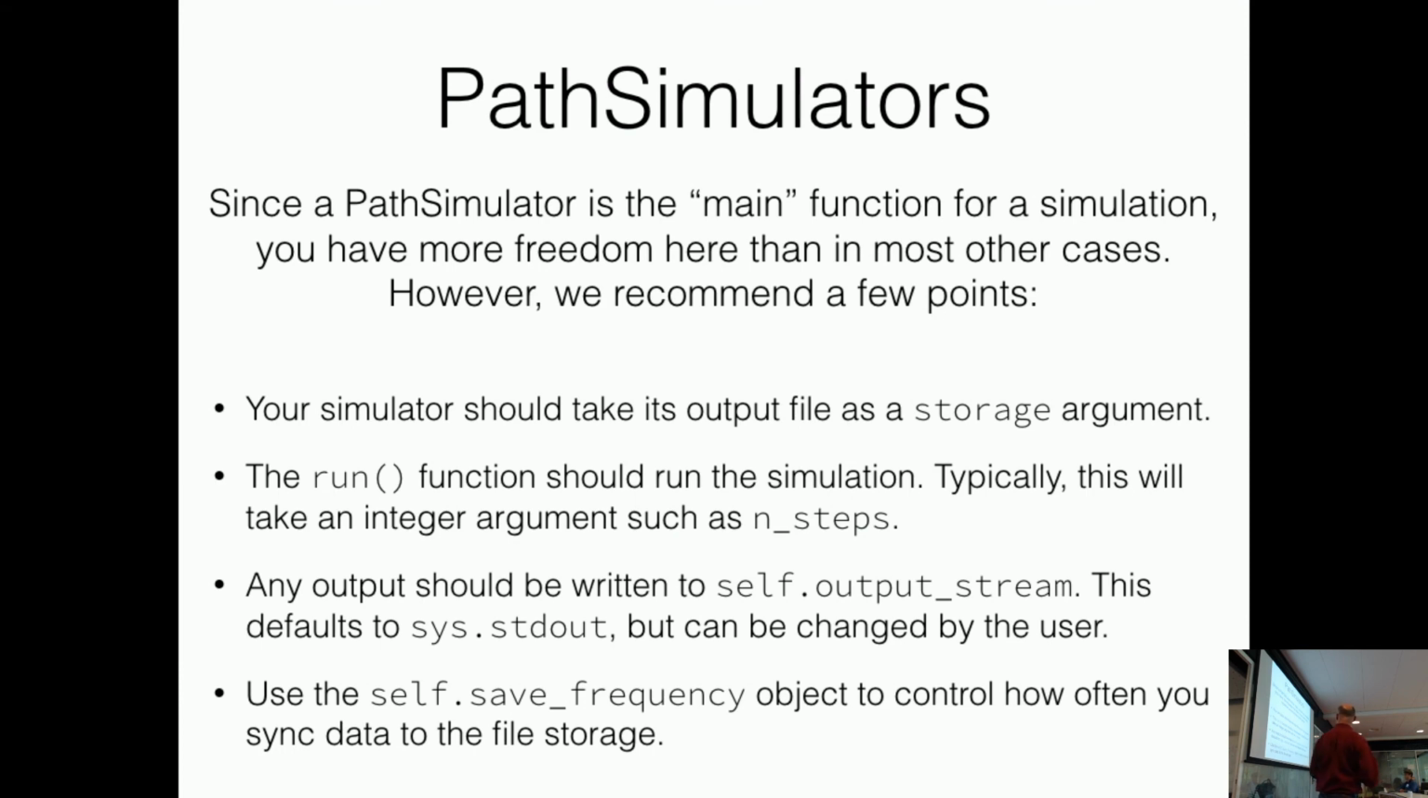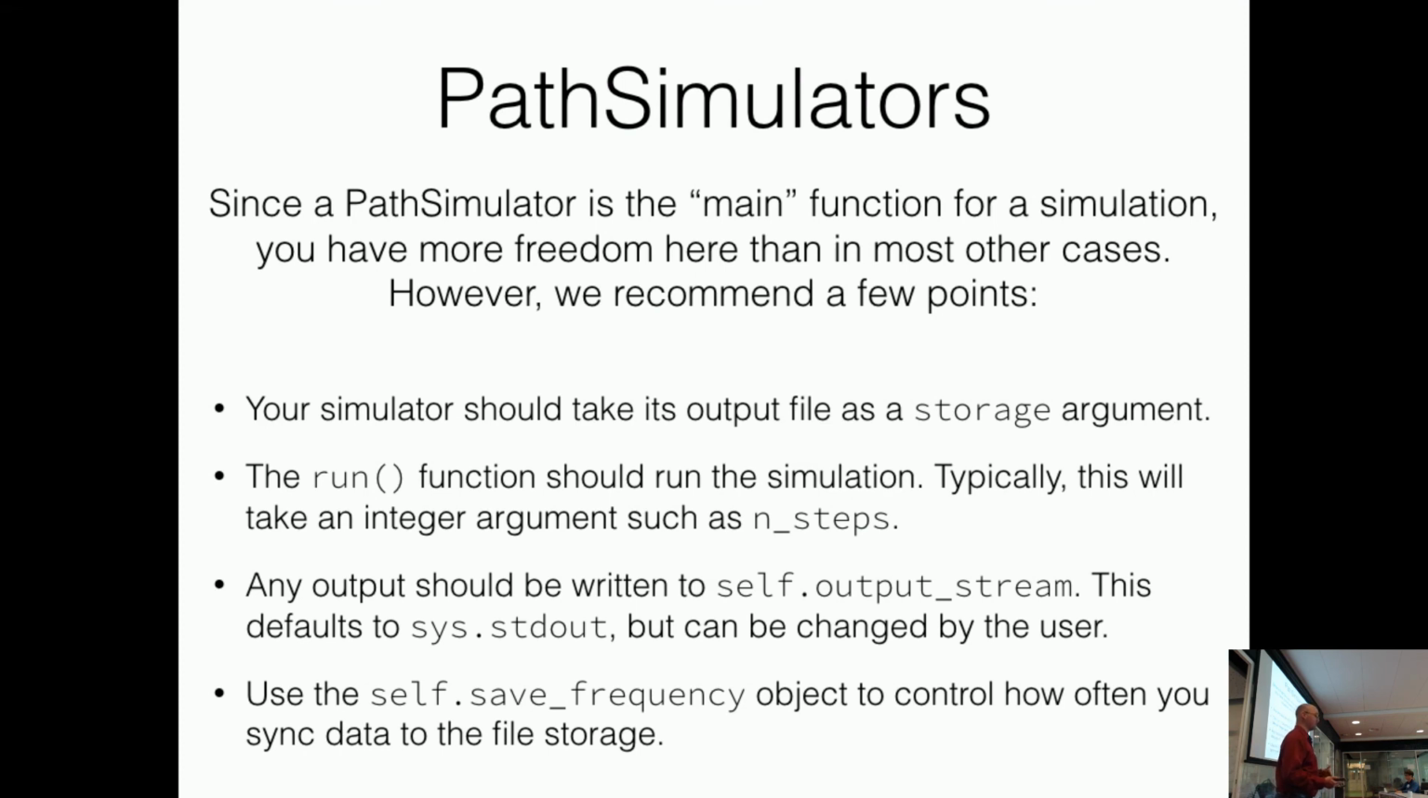But a few things just to make it work like everything else. The parameter for the output file should be called storage, just like everything else. There's already a function called run that should run the simulation. Usually that takes something like number of steps as its argument. Any output that you write, instead of using a print function, you should always output it to self.outputStream. That will default to acting like a print function.